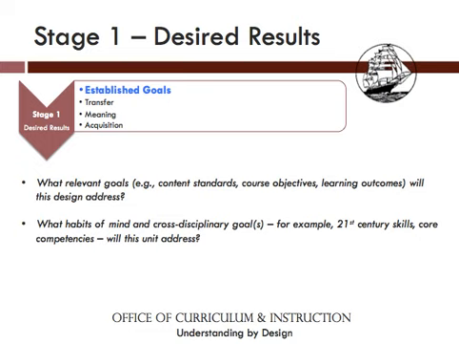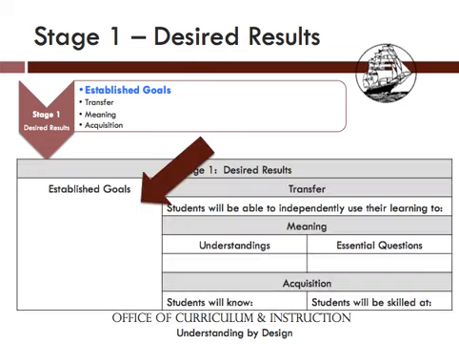And then what habits of mind and cross-disciplinary goals, for example, 21st century skills or core competencies, will this unit address? So while we do often talk about the Massachusetts learning standards, when we're looking back at this portion of the template, it's important to note that besides regular learning standards, your department or your school may certainly have its own other goals that they hope students acquire through various lessons, and that would be more than appropriate to include in your template as well.